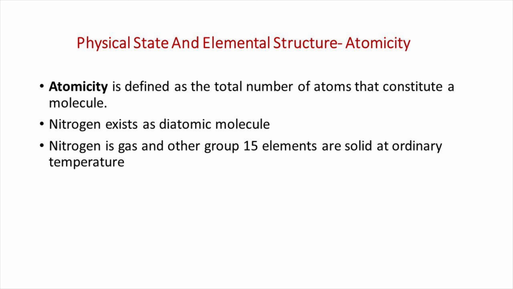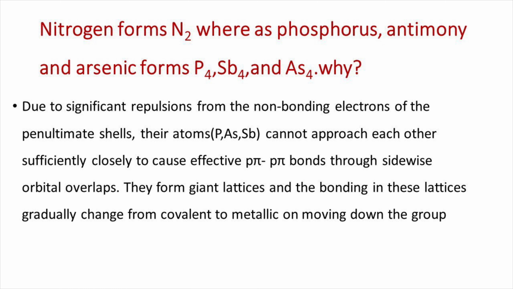The next general property is atomicity, physical state and elemental structure. Atomicity is defined as the total number of atoms that constitute a molecule. Nitrogen exists as a diatomic molecule. Nitrogen is a gas and other group 15 elements are solid at ordinary temperature. Nitrogen forms a diatomic molecule, whereas phosphorus, arsenic and antimony form P4, As4 and Sb4 units.